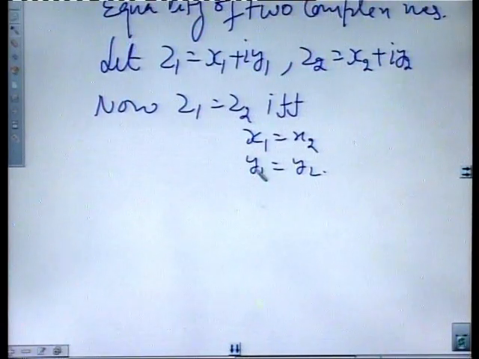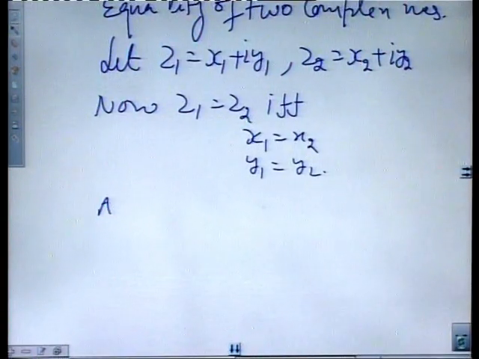So, we say two complex numbers are said to be equal only if their corresponding real parts are equal and imaginary parts are equal, and vice versa. If any two complex numbers have the same real part and imaginary part, then both the complex numbers are said to be equal. Now, addition of a complex number.